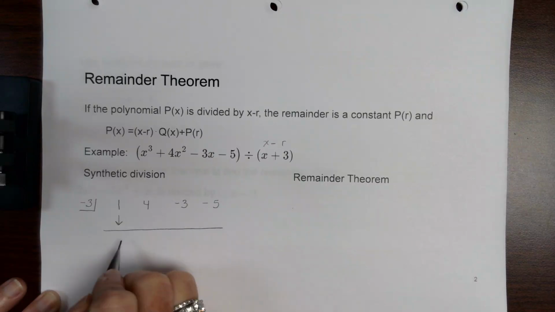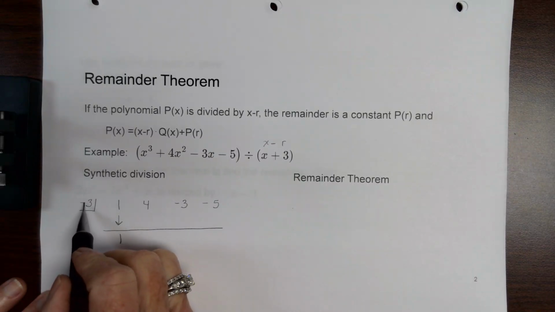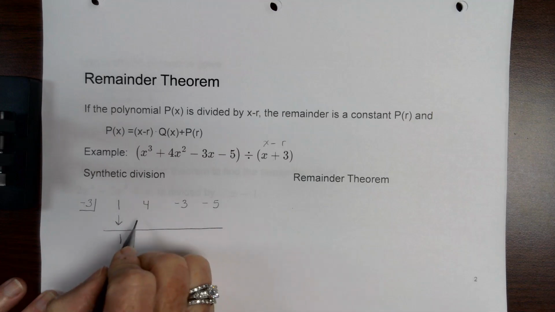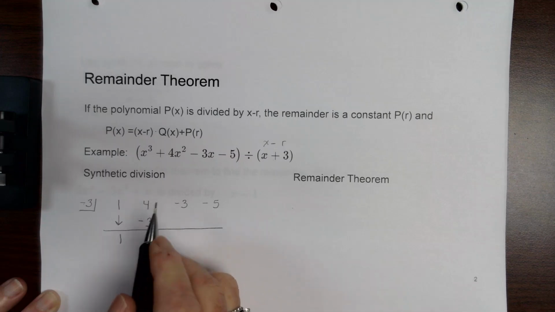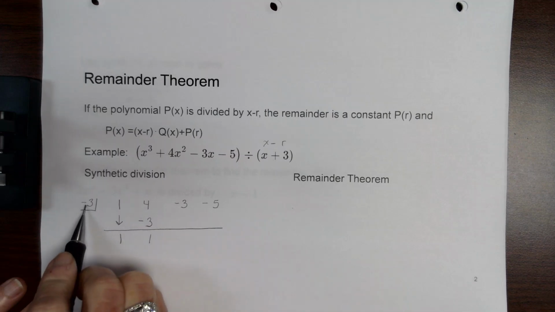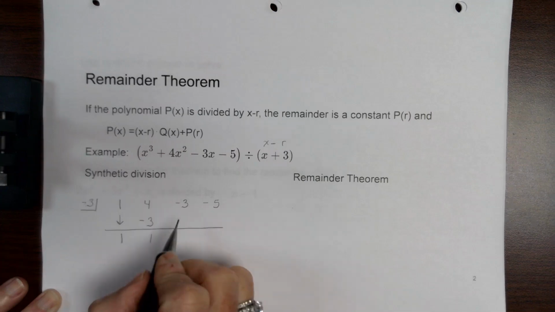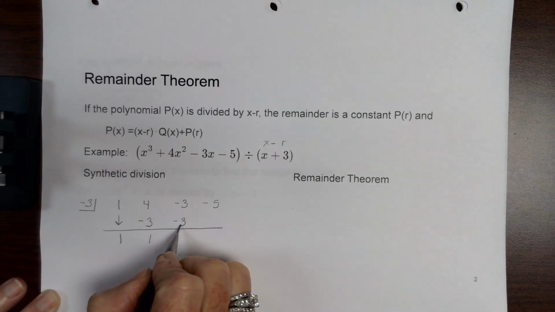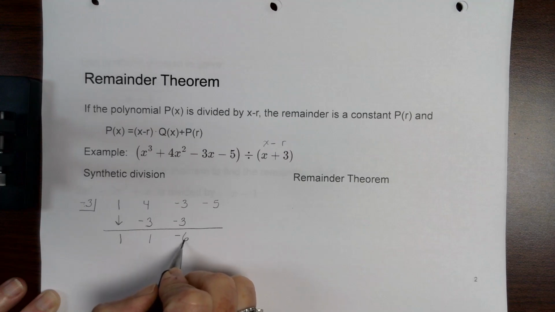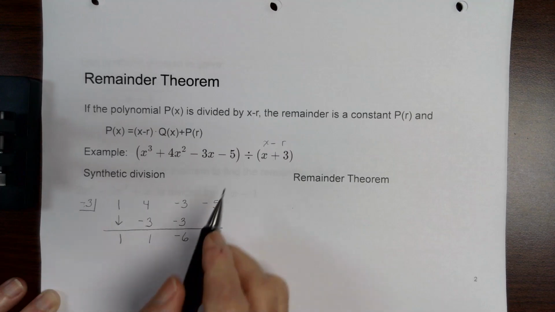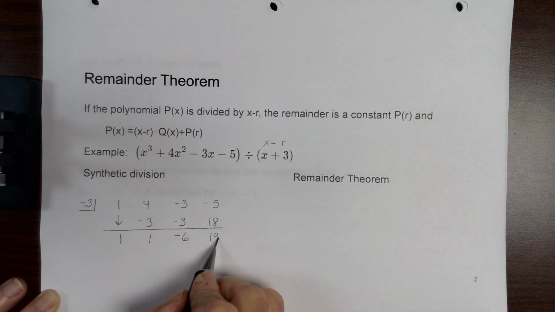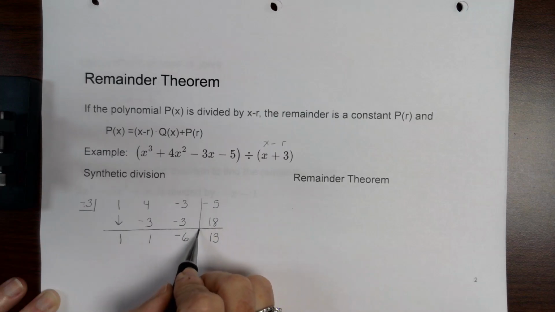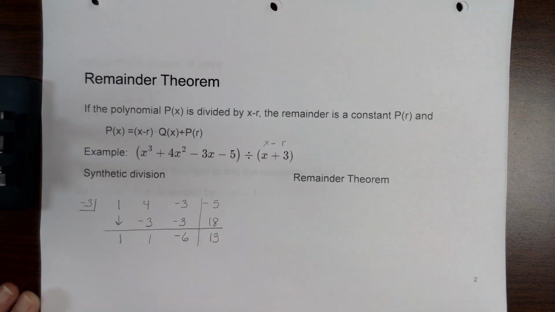This is synthetic division. Then I'm going to multiply -3 times 1, and place it as -3. Then I'm going to add. -3 times 1 is -3. When I add those, I get a -6. I'm going to multiply, place, add, and that's going to give me a +13. That 13 is going to be my remainder, if you will.